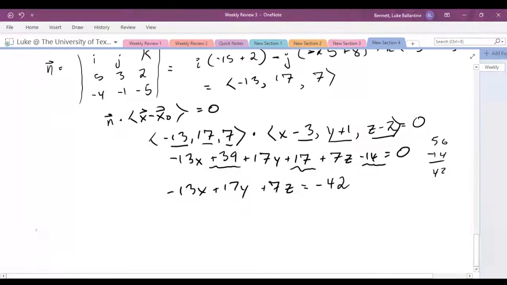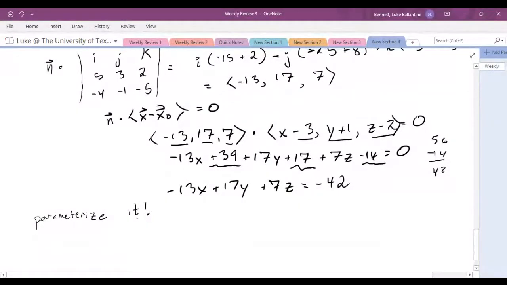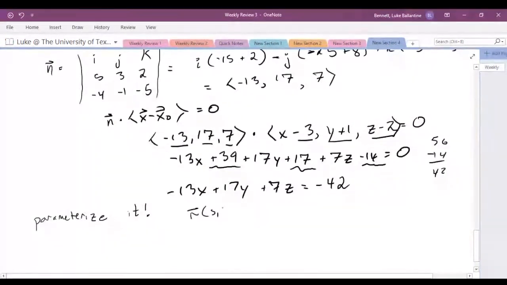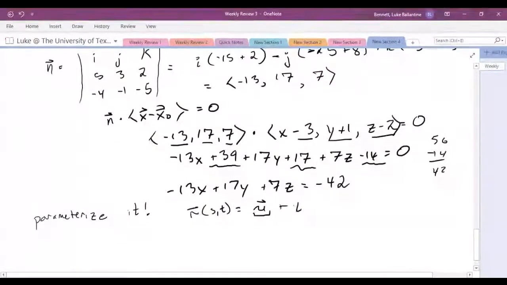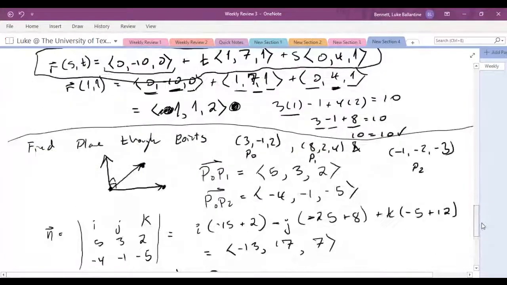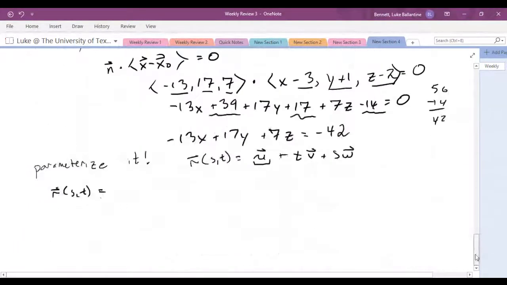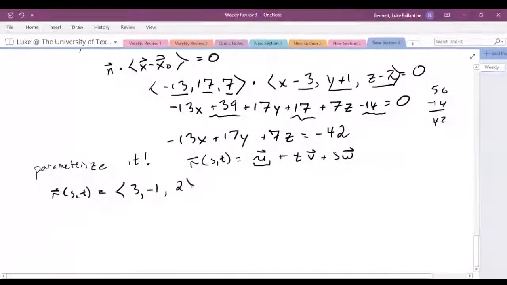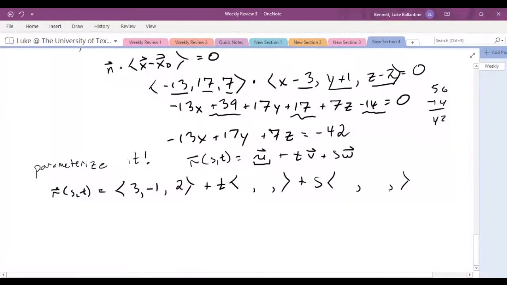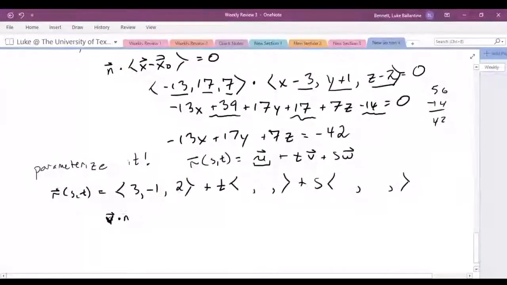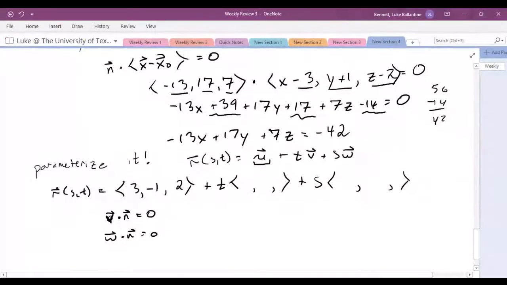Now let's find a parameterization. And let's use the idea that we already have a point on there. I like that. Let's pick a P naught. So we're going to have R of ST equals 3, negative 1, 2, and then plus T times some vector V plus S times some vector W. Now, same process as we did before. We're going to have V dot N equals 0 and W dot N equals 0.